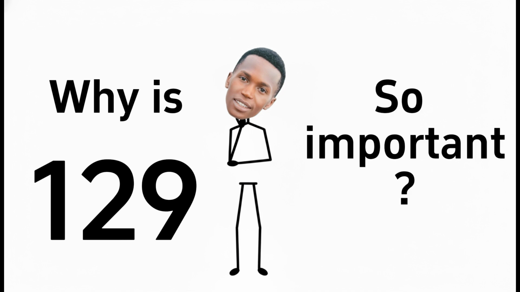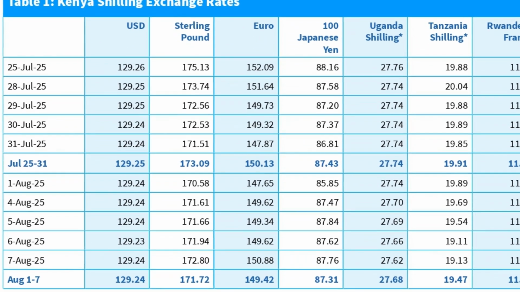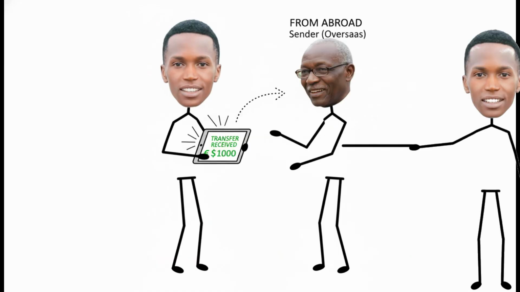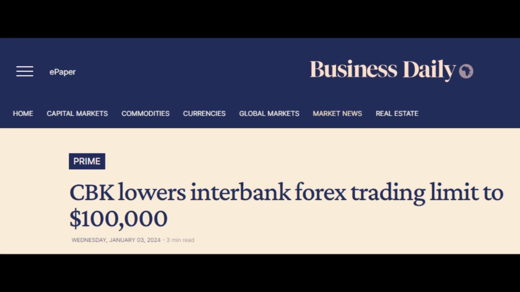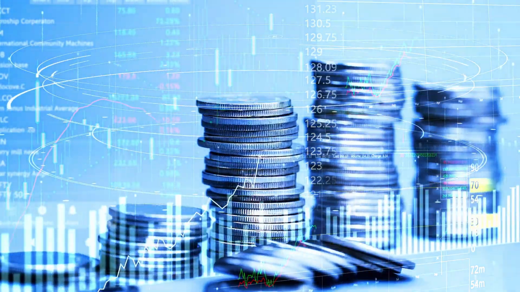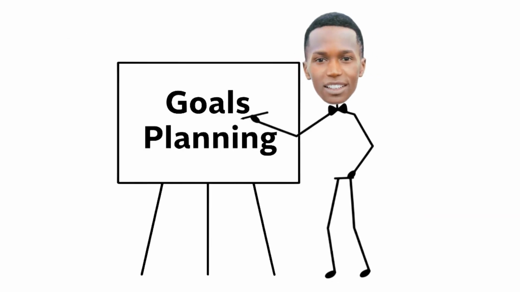So, why is this 129 zone so important? Well, Kenya's shilling has stayed pretty stable around this level for most of 2025. Traders are pointing to a few key reasons: diaspora remittances sending dollars home, strong tea export earnings, and the central bank's support in the market. Now, stability doesn't mean zero movement, but it does reduce those extreme, unexpected shocks. That makes planning your trades a whole lot easier.